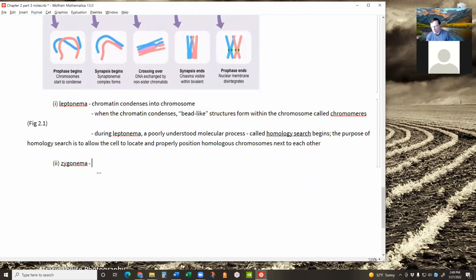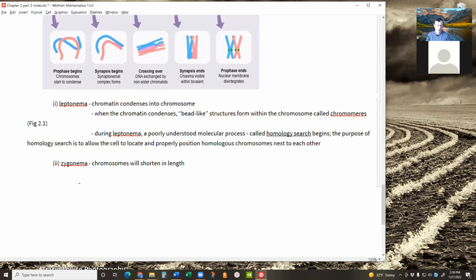Okay, with zygonema, the chromosomes that exist are going to condense even further and become shorter. So the chromosomes are going to shorten in length. And during zygonema, you're going to find that the homologous chromosomes start to get into position so that they can come together in synapsis. Now, the synaptic process of bringing them together does not complete in zygonema. It gets started, but it doesn't finish till the next substage.